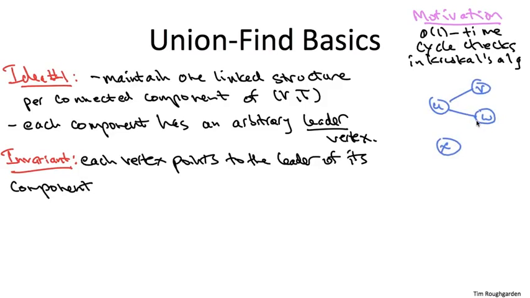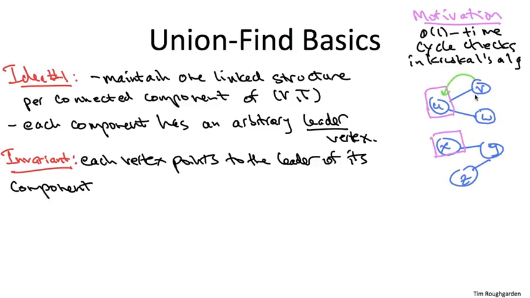So for example, maybe we have two different connected components with three vertices each, one containing the vertices u, v, and w, another containing the vertices x, y, and z. Any of these three vertices could be the leader of each of these two components. So perhaps u happens to be the leader vertex of the first component, and x happens to be the leader vertex of the second component. And then the invariant just says every vertex should be pointing to the leader of its component.